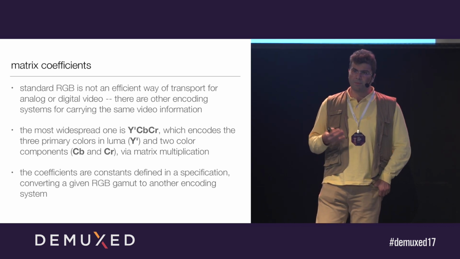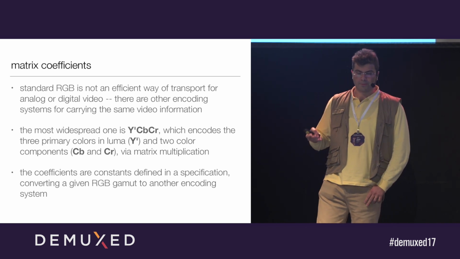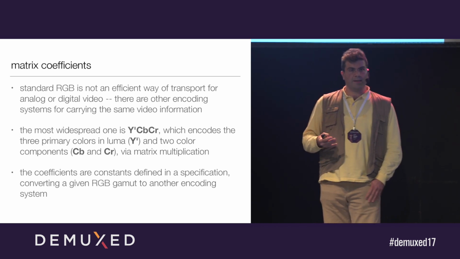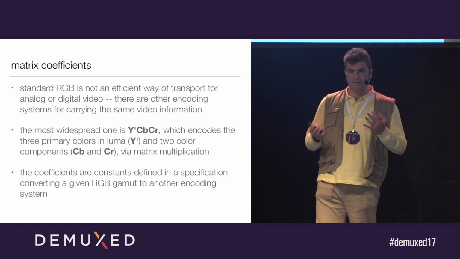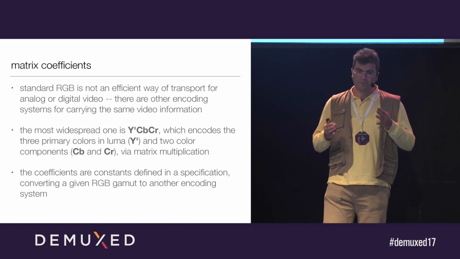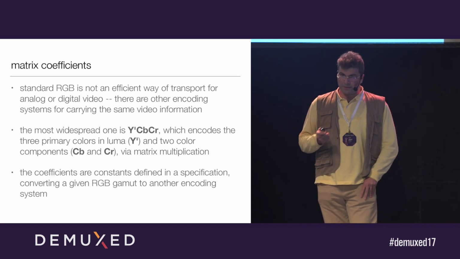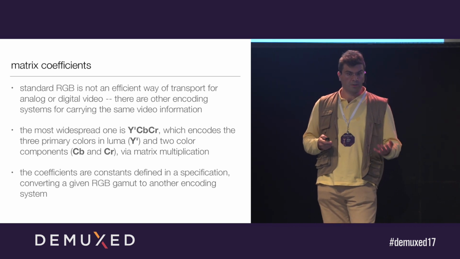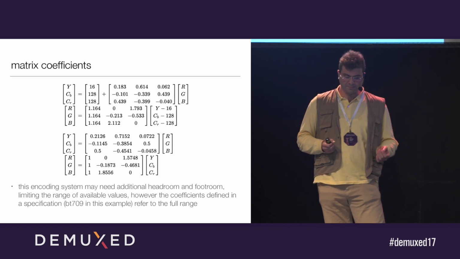That has some nice properties for streaming, so that you can subsample it. You can stream only the luma to get a black and white signal. But the important thing is that I call it an encoding system rather than a color space. YUV and RGB are the same color model with the same color space, two different encoding systems. So in order to convert from one to another, you just have to apply some constant coefficients to either the RGB or the YUV.